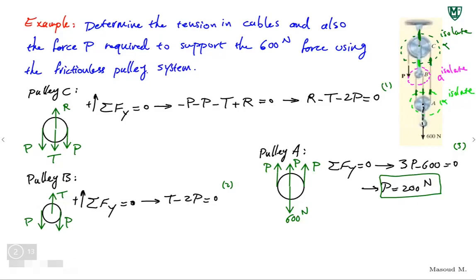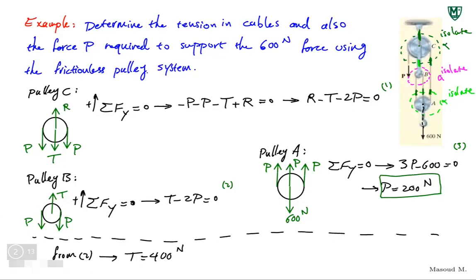Pretty straightforward, hopefully. Let me separate it so later on you guys look at it, things are not confusing. There you go. So from 2, we get T. T is 2P, which means it's 400 newtons. And once I know T and P, I can go to equation 1. So it's going to be 400 plus 400, which is 800. R becomes 800 newtons. R and T.